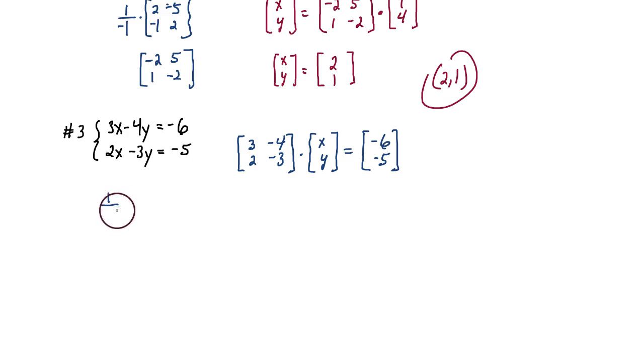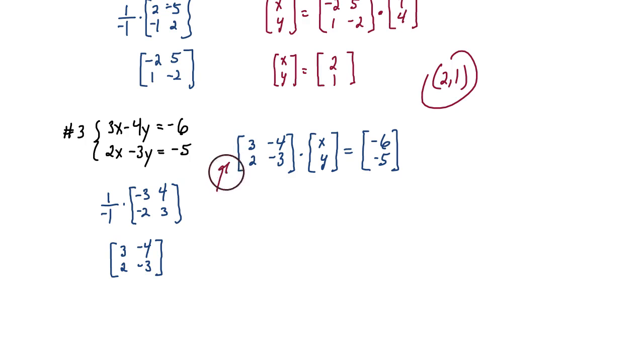So 1 over its determinant. This is negative 9 minus negative 8, which makes negative 1. And then we have the negative 3 here, the 3 here, 4 here, negative 2 here. Multiply that scalar to those 4 numbers, and here's what you get. This is the inverse of the coefficients matrix, which you're going to multiply on the left side of that matrix and on the left side of the constants matrix.